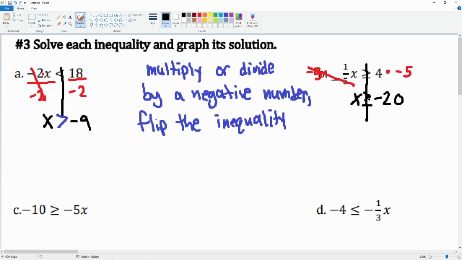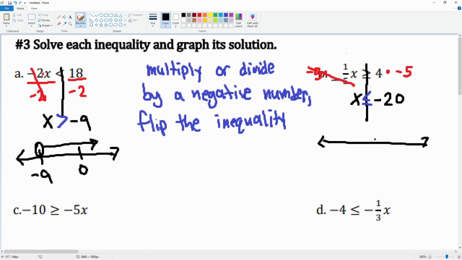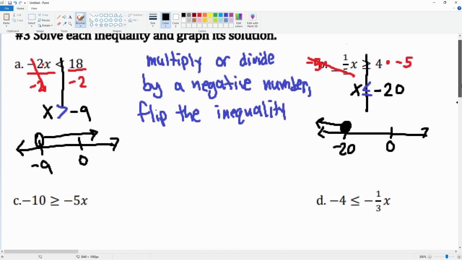Here, this is incorrect because why? We have to flip the inequality because we multiplied by a -5. So this would be correct, right? Let me go back and graph it here, right? X is greater than -9, so that is going to be open here and it goes to the right. And this is x is less than -20. So here's 0, here's -20. X is less than or equal to, so it's closed, and it goes all the way to the left. Okay.